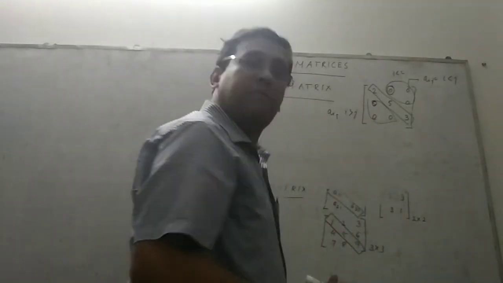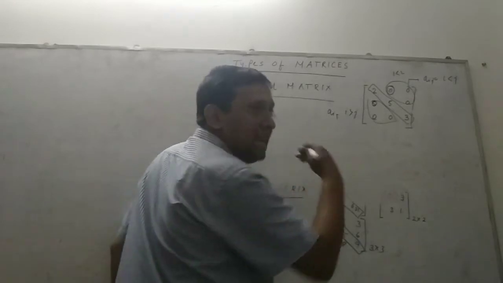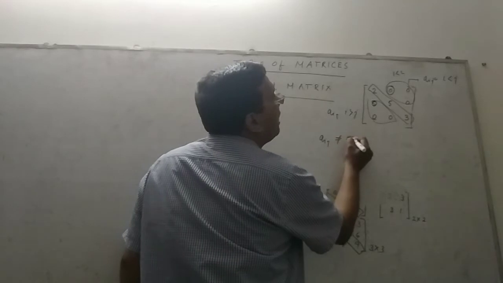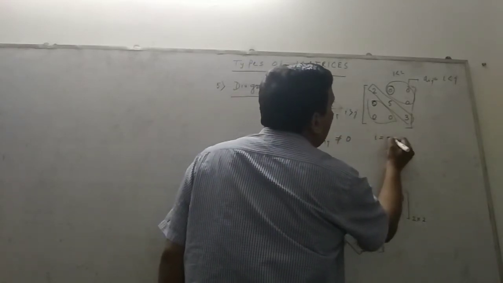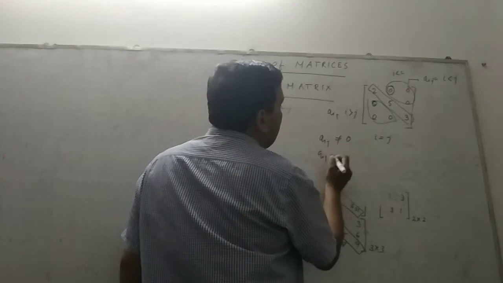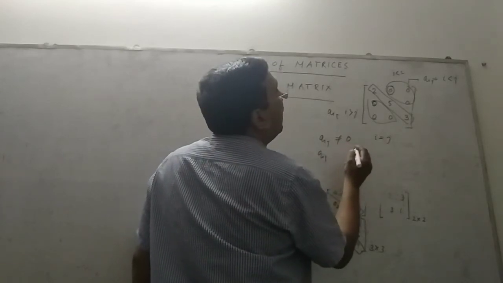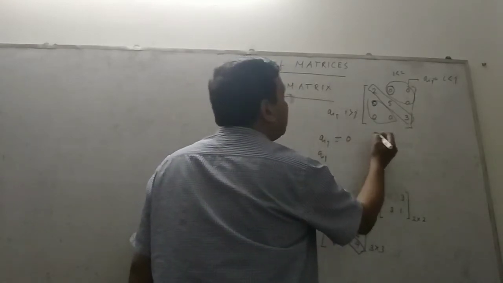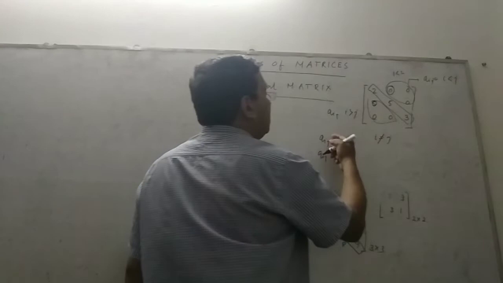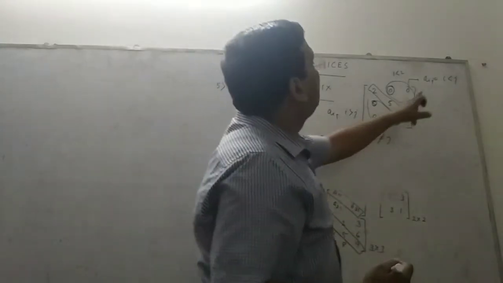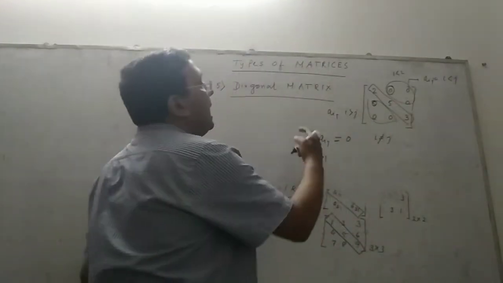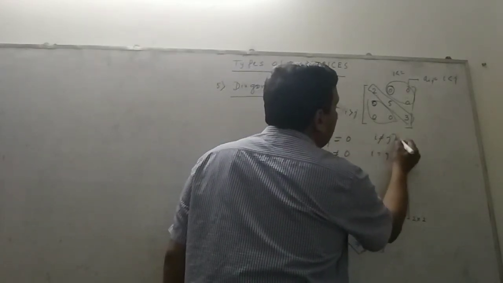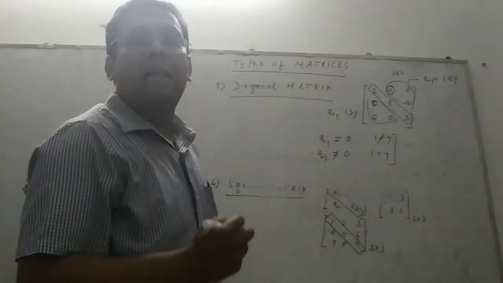So how can I define a diagonal matrix? A diagonal matrix can be defined technically in this way: Aij is equal to 0 when i is not equal to j, and Aij is not equal to 0 when i is equal to j. Then the matrix we can say is a diagonal matrix.